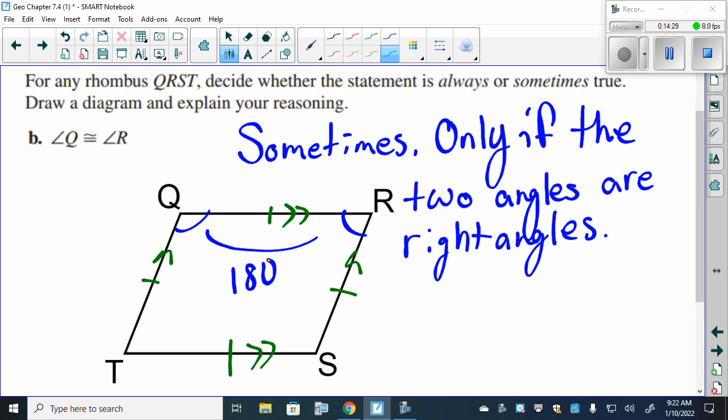So this is sometimes. And really, if they are all 90 degrees, it means we wouldn't really be calling it a rhombus. We would actually be calling it a what? A square.